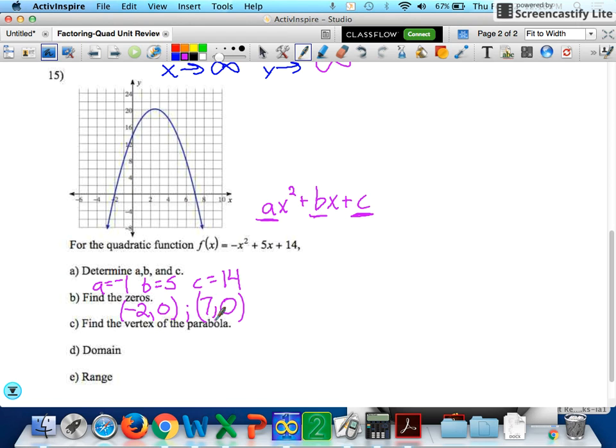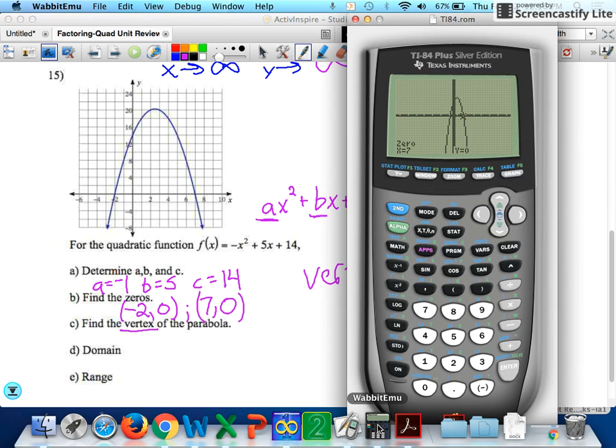Next, C says find the vertex of the parabola. Vertex in this case means min or max. So I need what I can see to be a maximum. Second, calculate. Number 4 is maximum. Left bound, meaning sandwich it on the left side. There's on the left side, sandwiched in.